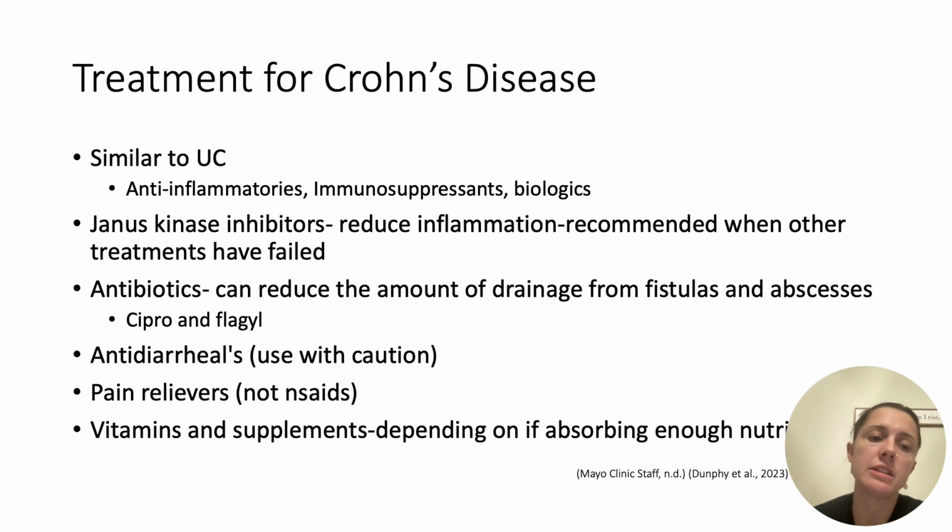Treatment for Crohn's disease is similar to UC as they do use anti-inflammatories, immunosuppressants, and biologics. Forgive me if I pronounce this wrong, but Janus kinase inhibitors reduce inflammation. This is recommended when all other treatments have failed for Crohn's disease. They may be on antibiotics, which can reduce the amount of drainage from fistulas and abscesses. Our go-to here is Cipro and Flagyl.